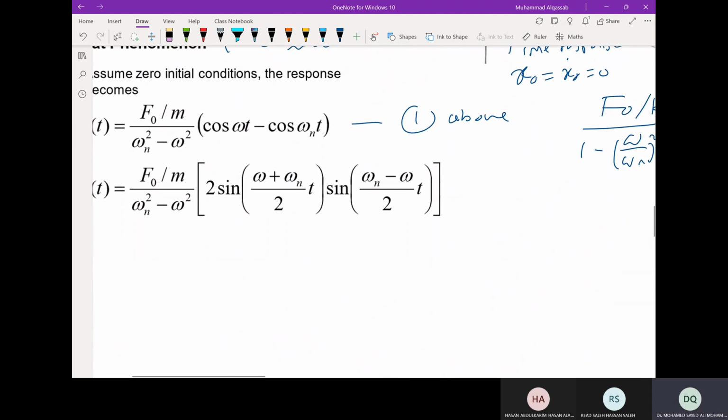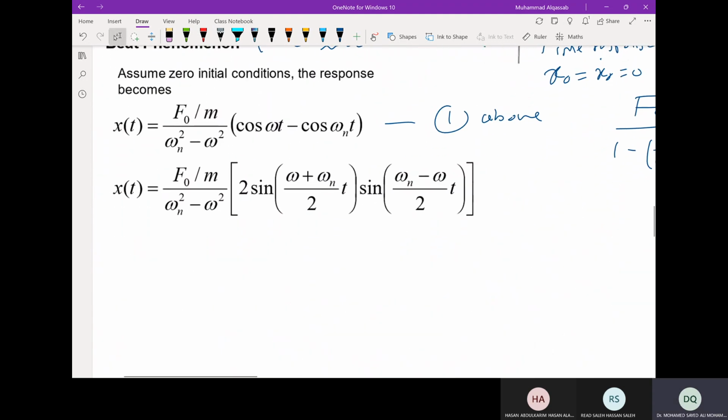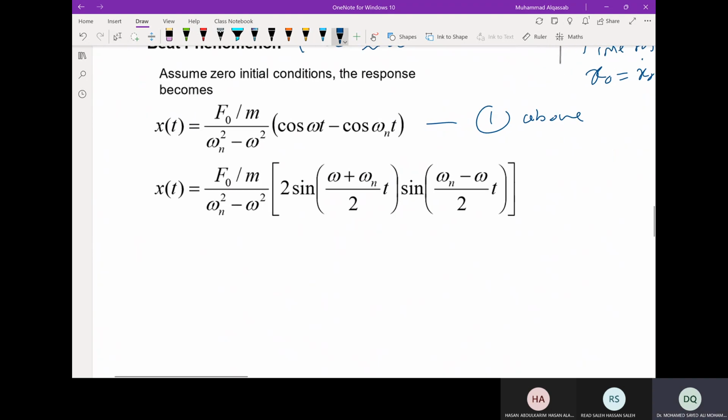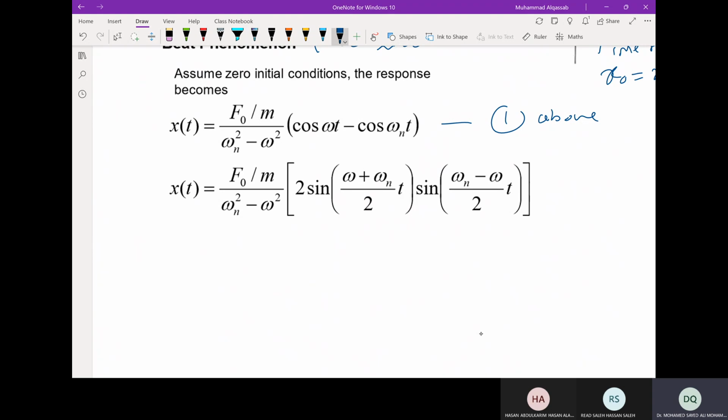Now, the reason for putting this in this form, I will take just 1 or 2 minutes. The reason for putting this response in this form is that omega is very close to omega n. If you are using Excel or MATLAB, you can plot equation number 1 for omega very close to omega n, and you will see the response. But this is mathematically proven, what will happen when omega is very close to omega n.